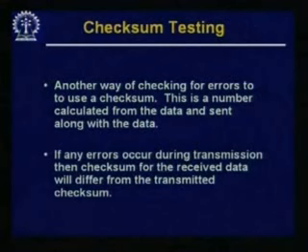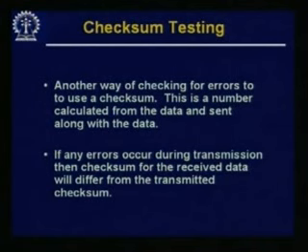For example, with a checksum, this is a number calculated from the data and sent along with the data. If any errors occur during transmission, then the checksum for the received data will differ from the transmitted checksum. Of course, the data may arrive all right, but the checksum may become faulty, but even in that case the checksum and the data will not match. So, this can only detect errors; it will not be possible to correct them.